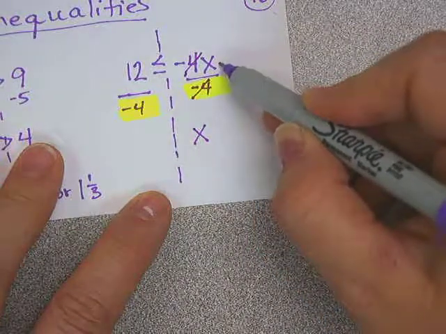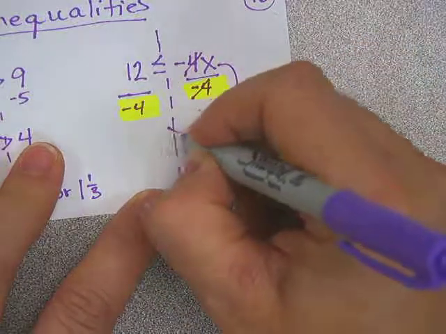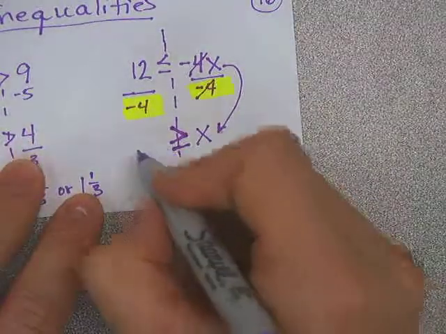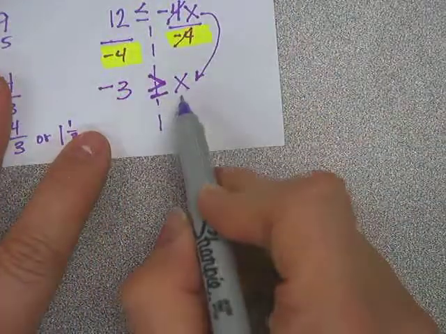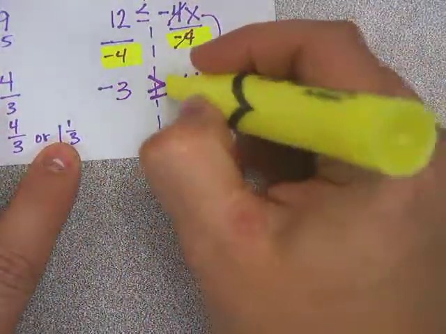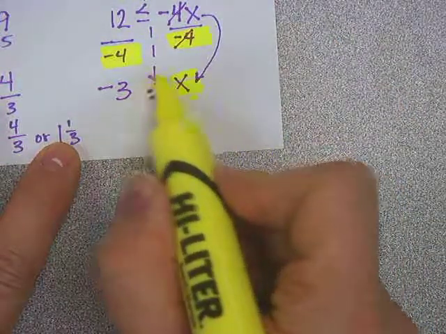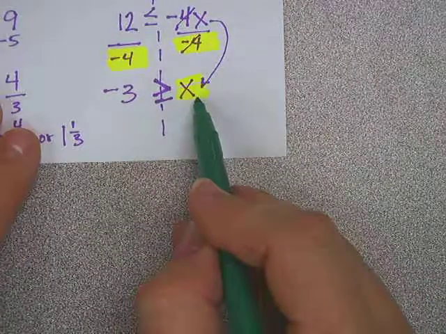So -4 divided by -4 is 1, so the x comes down. But now instead of greater than or equal to, we have to flip it. And 12 divided by -4 is -3. Now, the way we read this is you have to start with the variable. So we would say x, and as you read this way, x is less than or equal to -3.